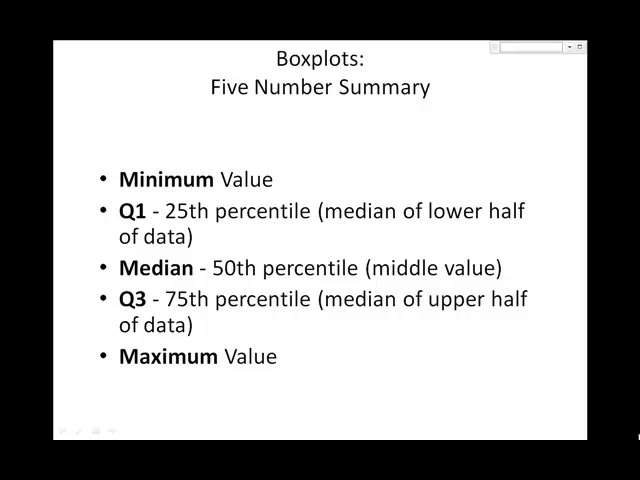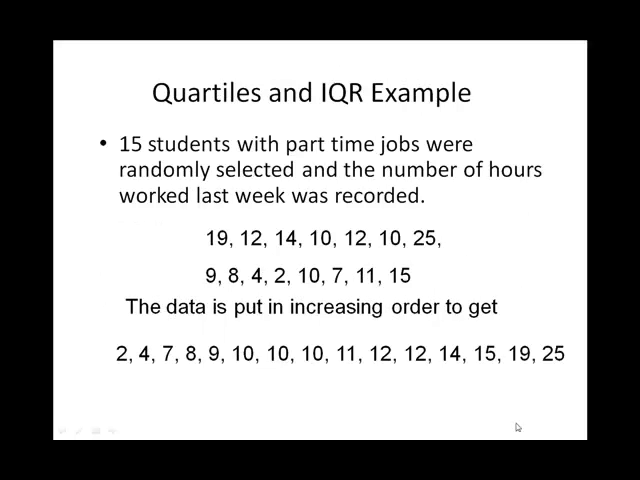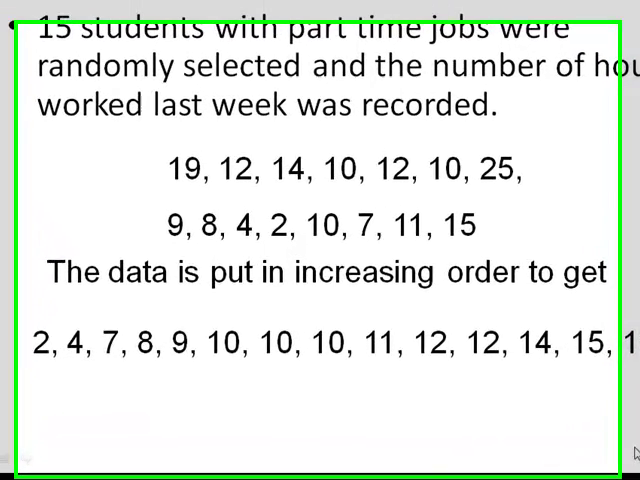A box plot summarizes a data set with 5 key values, appropriately named the 5-number summary. The 5-number summary includes the minimum and maximum values of a data set, the median or middle value when the data is ordered, also referred to as the 50th percentile, and the values of the first quartile, Q1, and the third quartile, Q3. We will use the data set for the number of hours worked the previous week for 15 randomly selected students with part-time jobs.